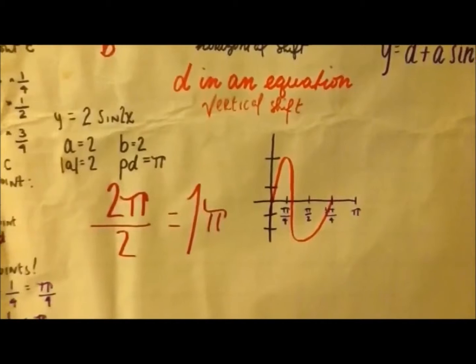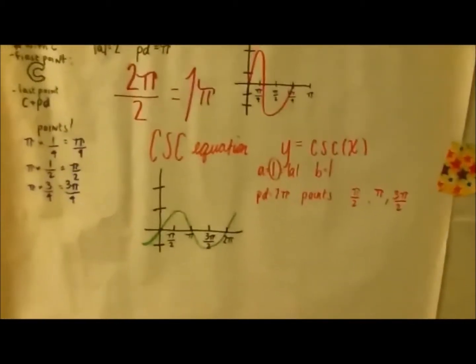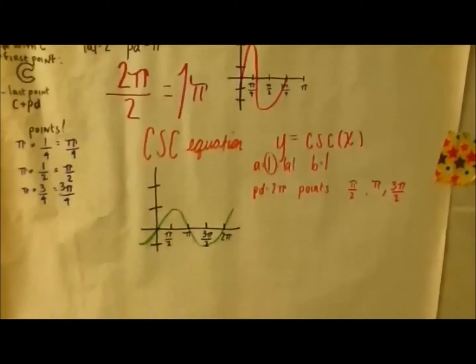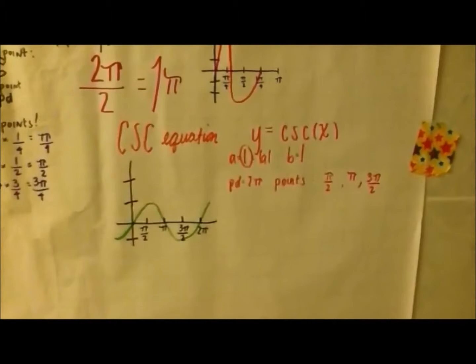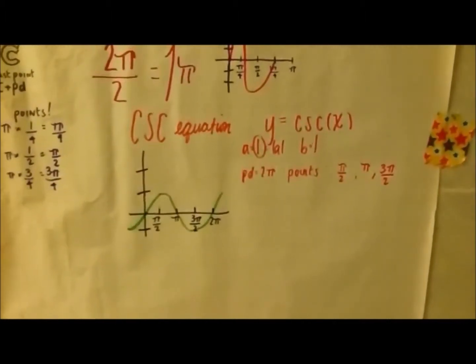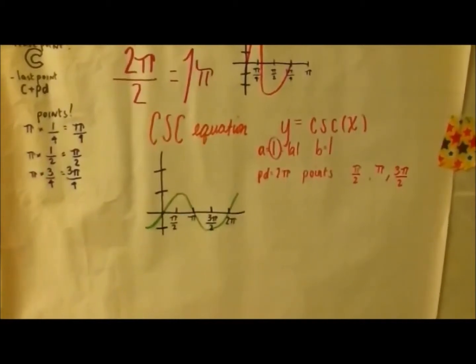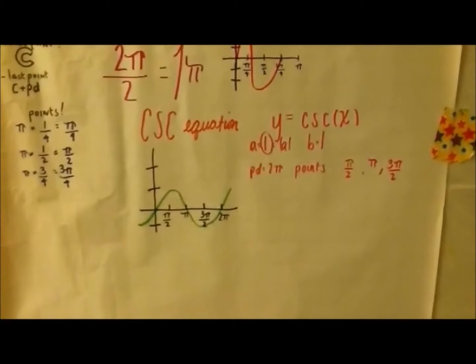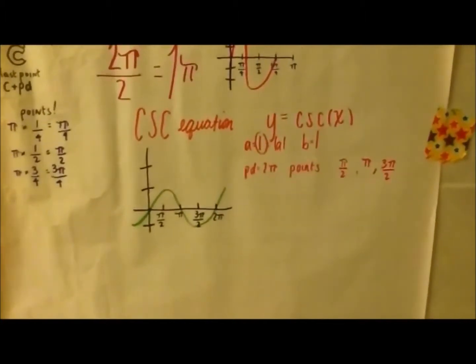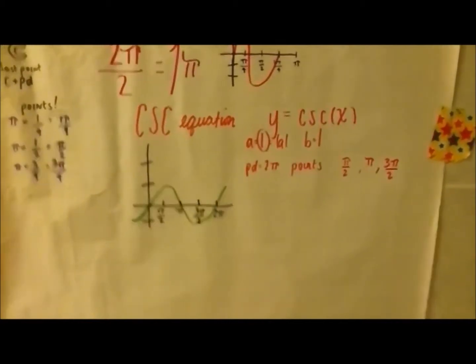Okay. I think we're ready for the big leagues now. To graph your cosecant function, I already drew the sine function graph. As it says right here, the asymptotes, well, actually no, it isn't the asymptotes. The amplitude is 1, b equals 1, the period is 2 pi, and the points are pi over 2, pi, 3 pi over 2.